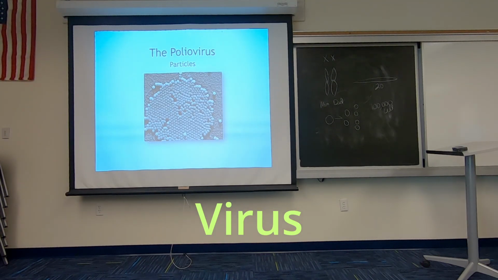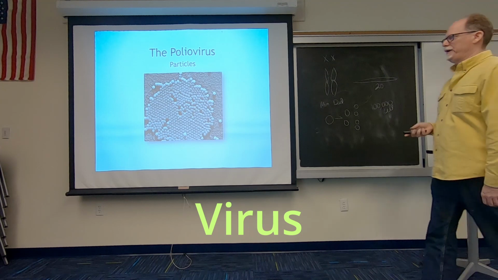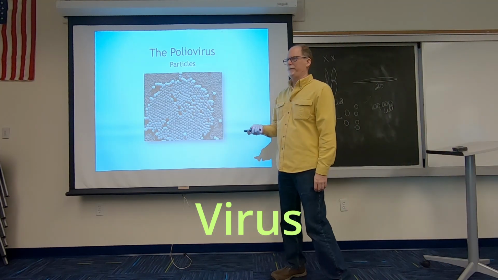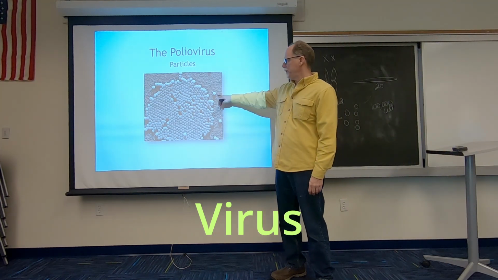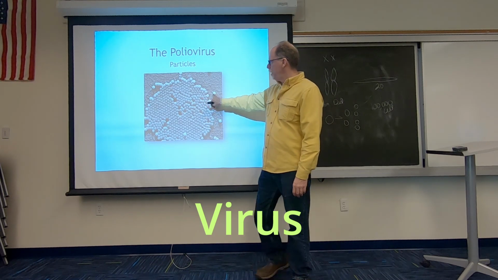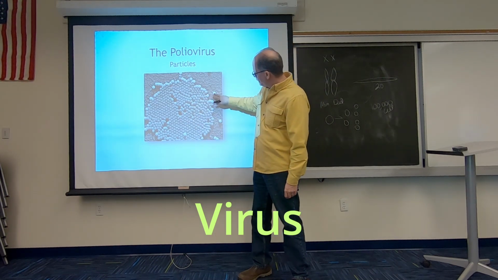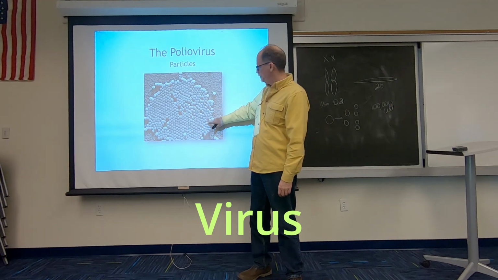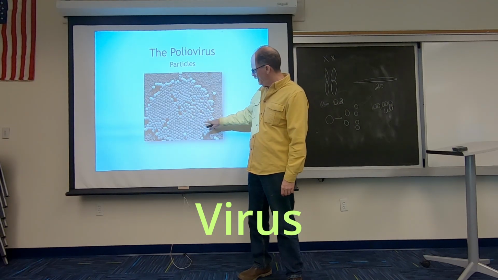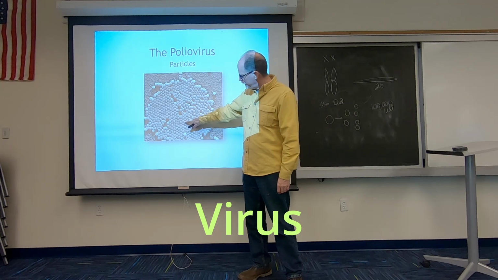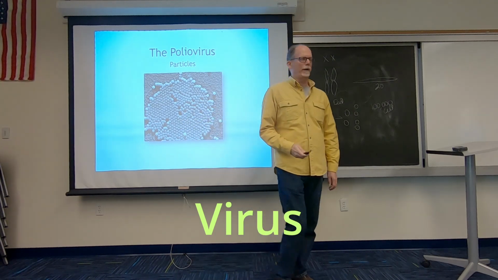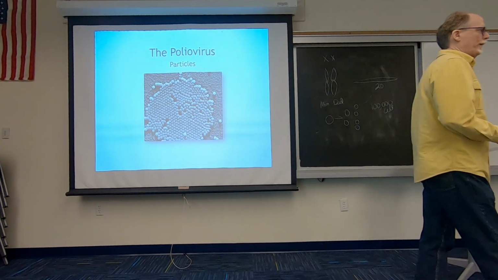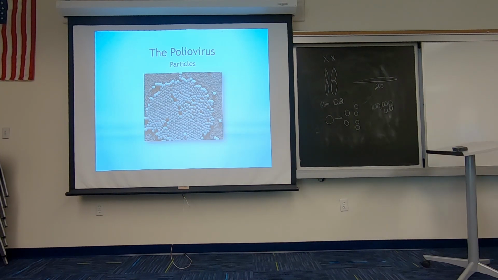So this is a chapter I put together. It's not really a chapter, it's just a virus PowerPoint, really. These little guys are particles, right? In each little circle is a polio virus. And they have a sort of hexagonal shape. It kind of looks like a beehive. It helps you see the shape.